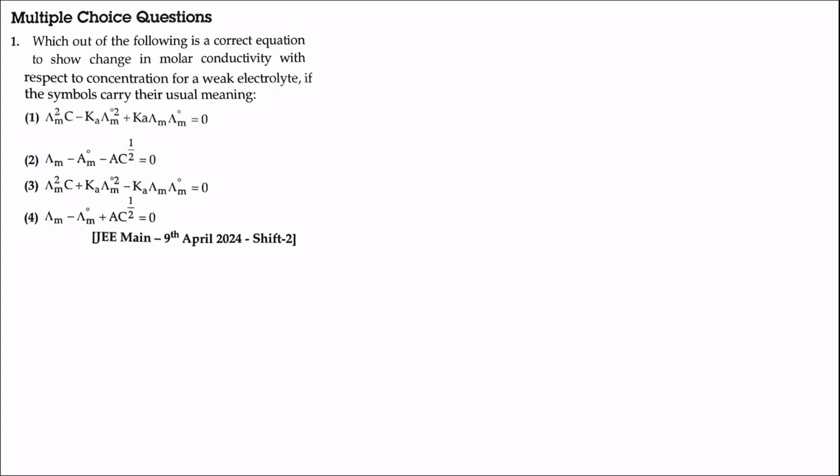Question: which out of the following is the correct equation to show change in molar conductivity with respect to concentration for a weak electrolyte, if the symbols carry their usual meaning? Let HA be the weak electrolyte. This dissociates to give H plus and A minus ion.